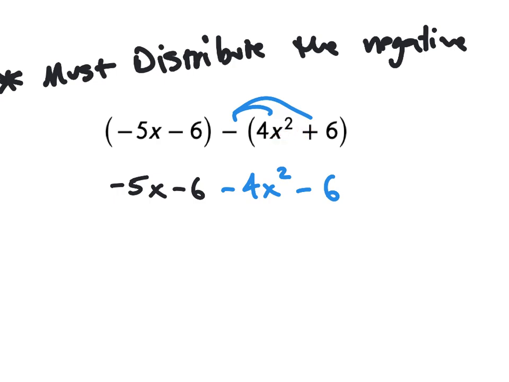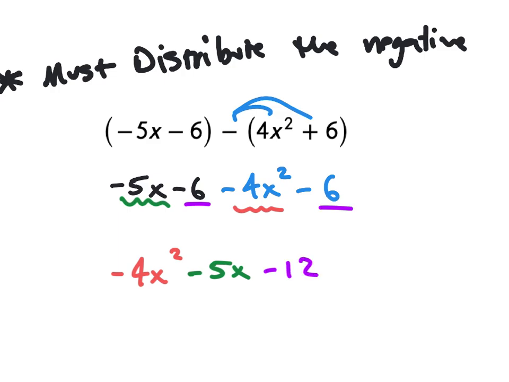And then I'm going to combine my like terms. Now, even though I have this -4x squared in the middle of that polynomial, I want to write that one down first. So I'm going to write -4x squared, and then I notice I don't have any other x terms, so I'm just going to bring down my -5x. But I do have this -6 minus 6, which is minus 12. And that is our answer.